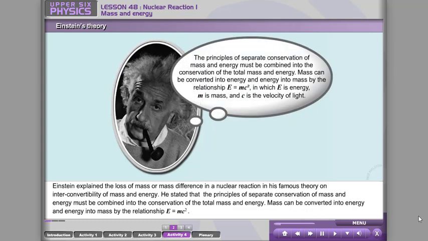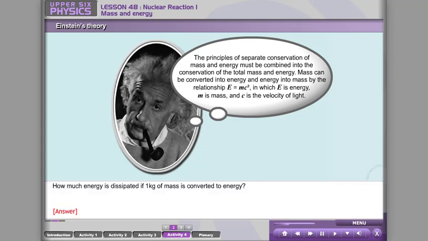Einstein explained the loss of mass, or mass difference, in a nuclear reaction in his famous theory on the interconvertibility of mass and energy. He stated that the principles of separate conservation of mass and energy must be combined into the conservation of the total of mass and energy. Mass can be converted into energy and energy into mass by the relationship E equals mc squared.